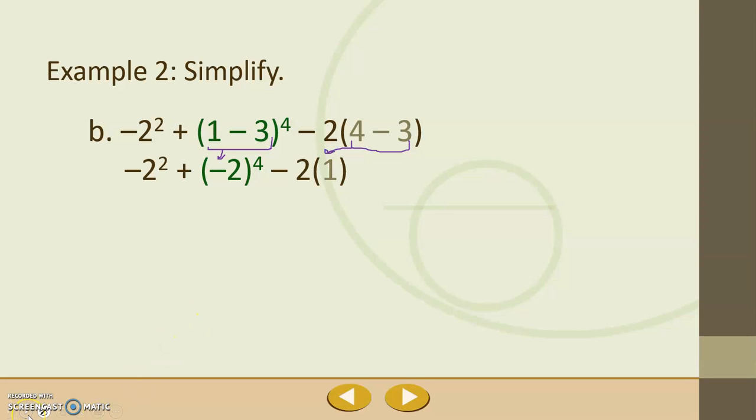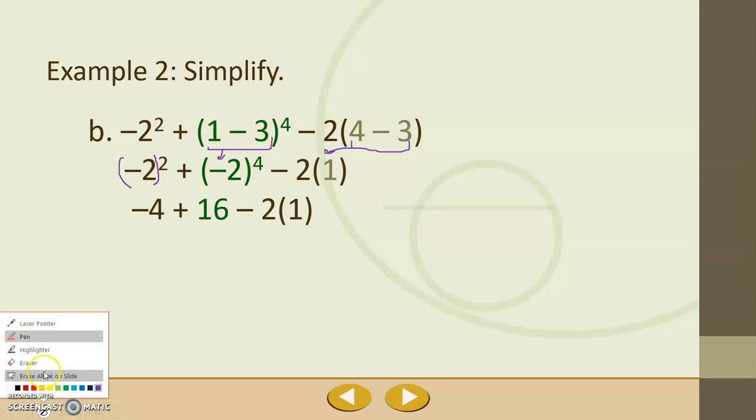The next thing that we have is exponents, so let's take a look at our exponents. Now notice that this is not negative 2 squared. If that were in parentheses, we would take that whole negative 2 and we would square it. But what it says is just the negative of 2 squared. 2 squared is 4, so we have negative 4.